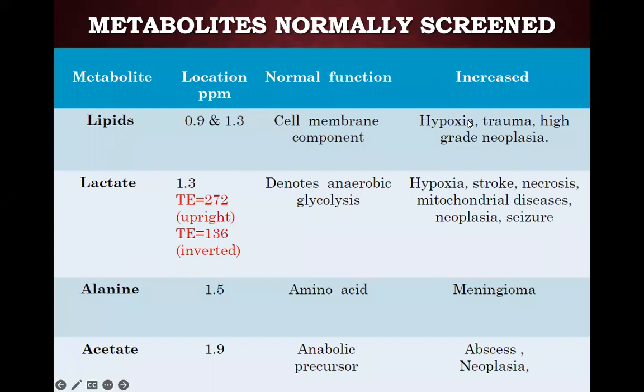Why does that happen? When there is damage to the membranes, or more and more high-grade neoplasia, high turnover. Lactate happens when there is anaerobic metabolism. When there is anaerobic metabolism, for example hypoxia or stroke, the Krebs cycle doesn't happen. The cycle immediately shifts towards anaerobic glycolysis and begins to have necrosis, for example in mitochondria, wherever there is anaerobic metabolism or no oxygen supply.